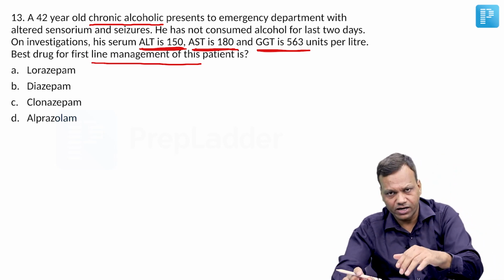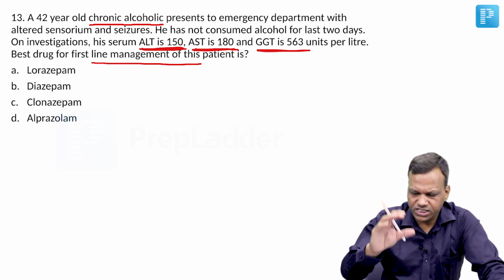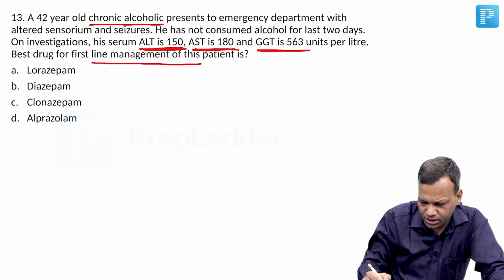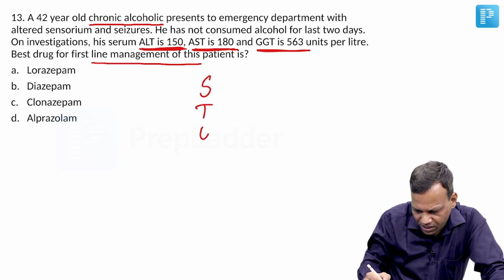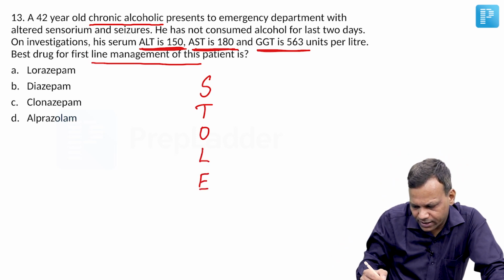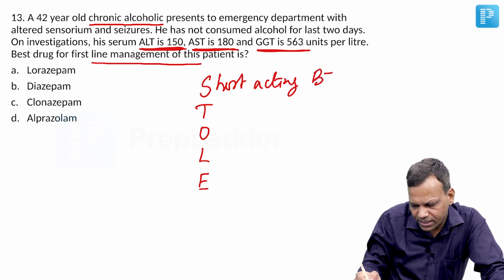If they are metabolized in liver, they will not be safe. So which drugs are safe in liver failure? That is the question, and we know these drugs are remembered as stool drugs. So stool drugs are basically short-acting benzodiazepines, short-acting because they do not produce active metabolites.